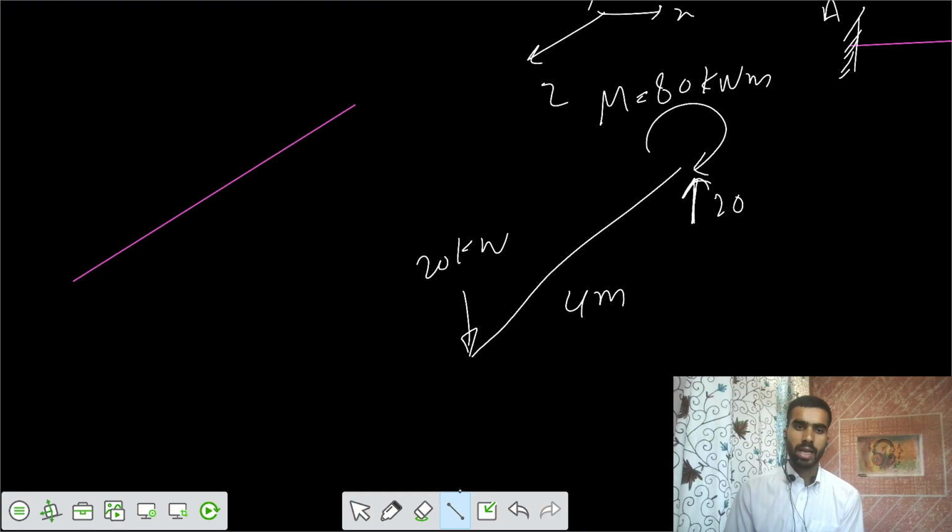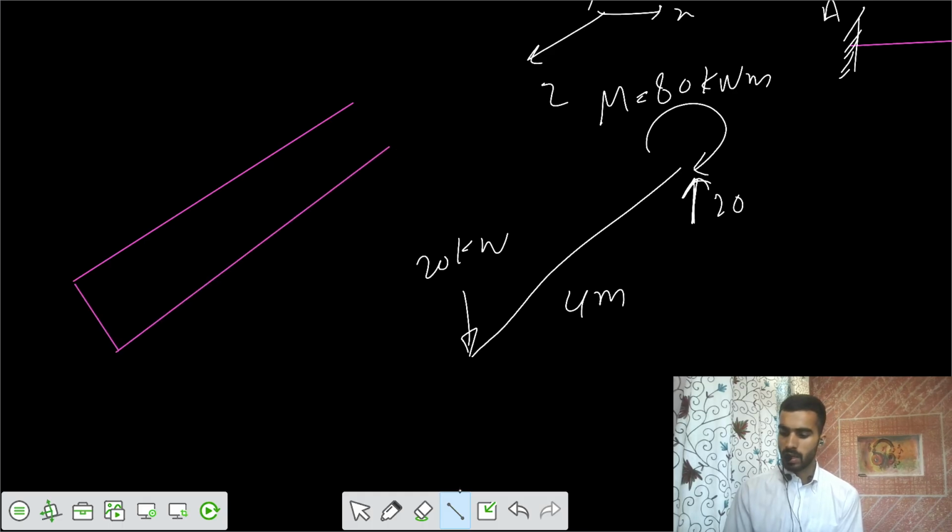You can draw from the side. There is a 20 downwards, and thereafter you have 20 upwards. So your SFD is minus 20. So you got an SFD of minus 20 kilonewton.